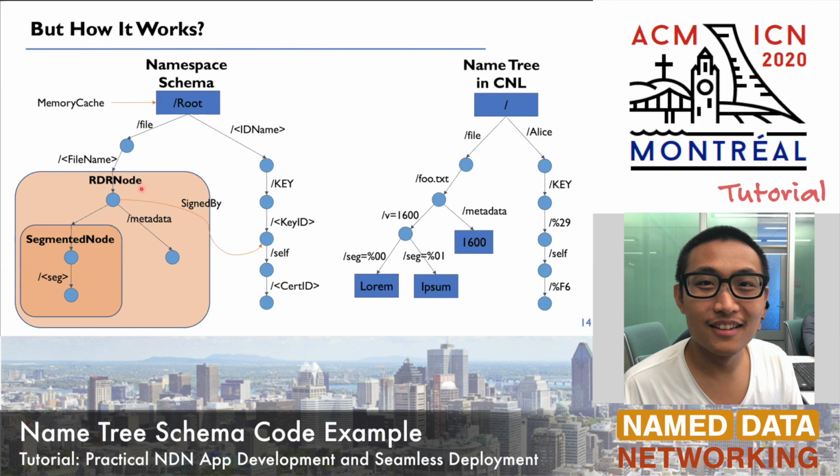So it will call the provide function of this metadata to generate a metadata number, to generate the version number. And then it calls the segmented node's provide and puts the content there. The segmented node will call the provide function of the actual data packet. So the segmented node handles the data segmentation, and RDR node handles the versioning, and it uses the segmented node. And our program uses RDR node.